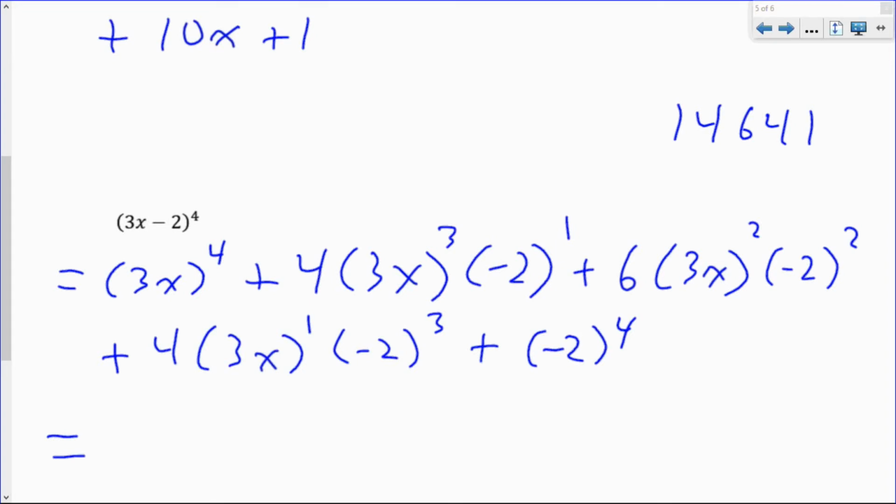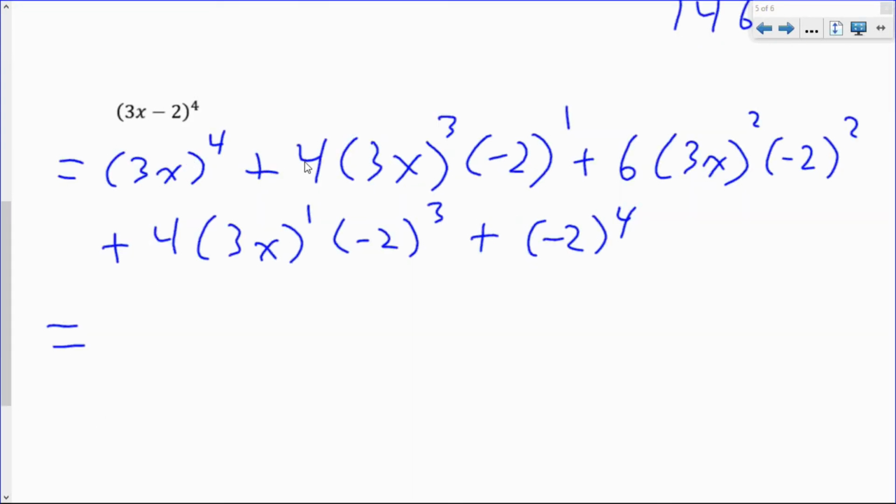Be careful, again, simplifying here. (3x) to the power of 4 is 3 to the power of 4 times x to the power of 4. That's 81x to the power of 4. Now, what happens, though, with my negative 2? This next term is going to be negative. So 3 cubed is 27. Okay, 27 times 4, which is 108, but then times that by negative 2, and you're going to get minus 216x cubed.